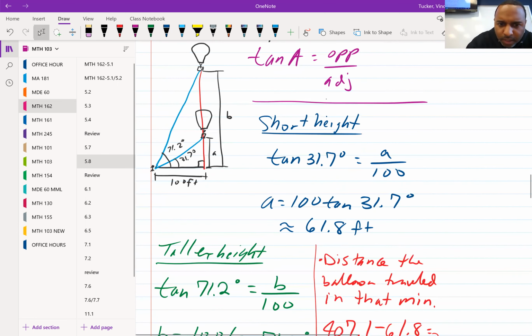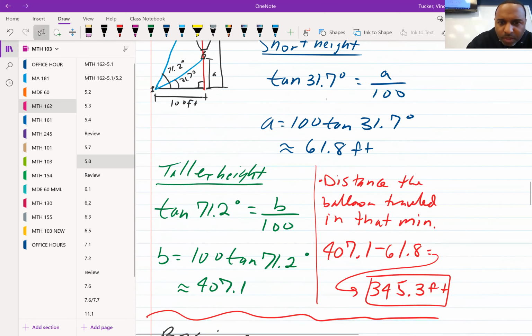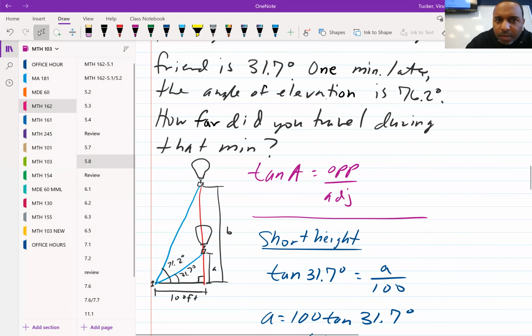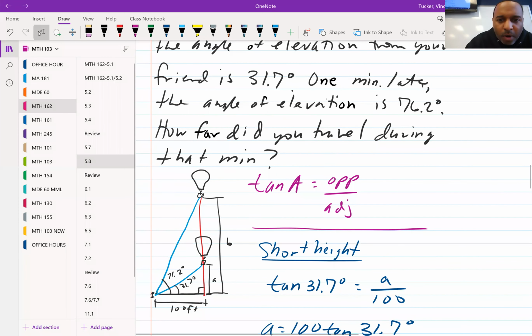Hold on one second, guys. I'm looking at this. I see 71.2 here, but I got 76.2 in my problem. Let me check something real quick. Just want to confirm that number, if it's 76.2 or 71.2. Just one second, I want y'all's stuff to be straight.